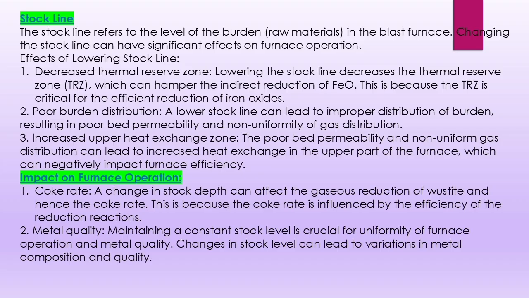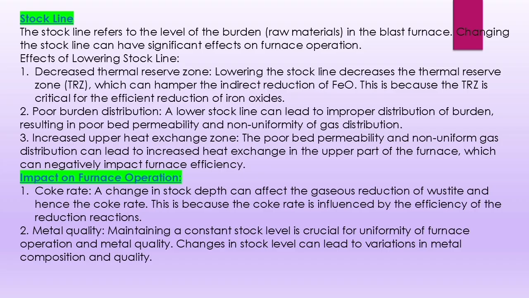2. Poor burden distribution. A lower stock line can lead to improper distribution of burden, resulting in poor bed permeability and non-uniformity of gas distribution. 3. Increased upper heat exchange zone. The poor bed permeability and non-uniform gas distribution can lead to increased heat exchange in the upper part of the furnace, which can negatively impact furnace efficiency.